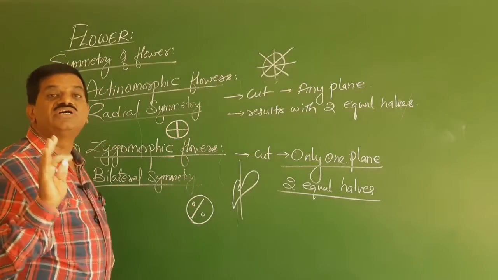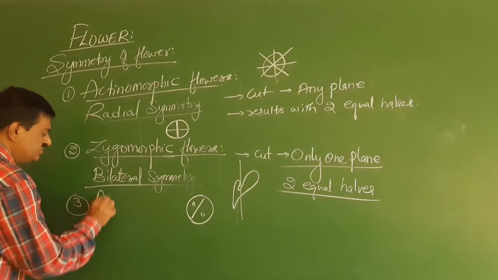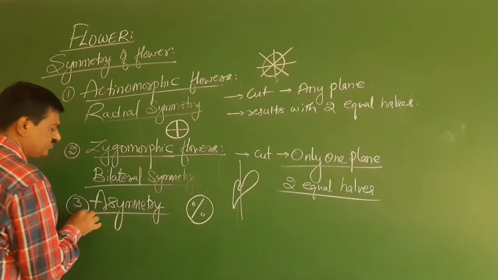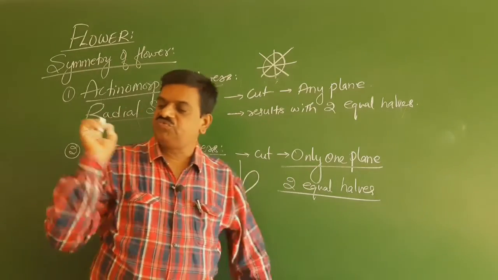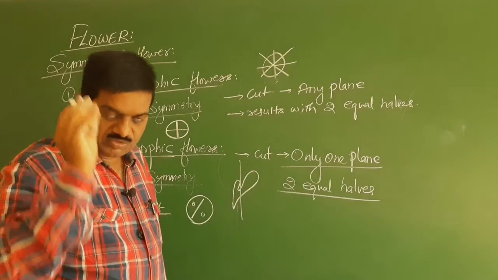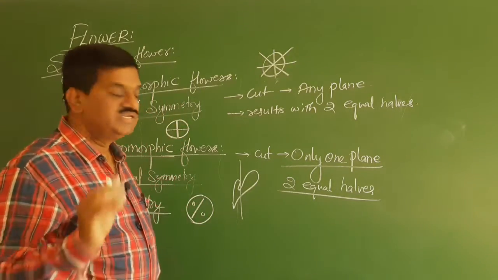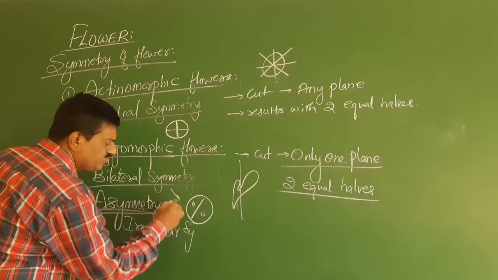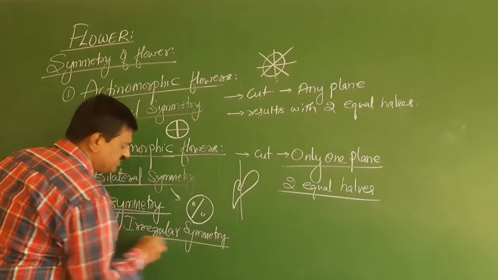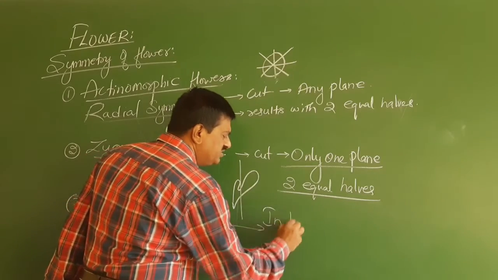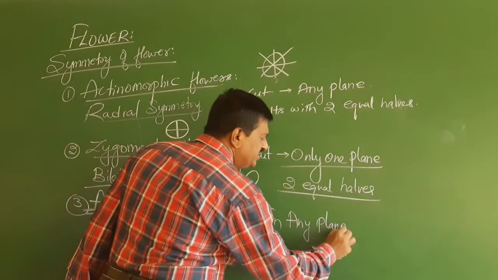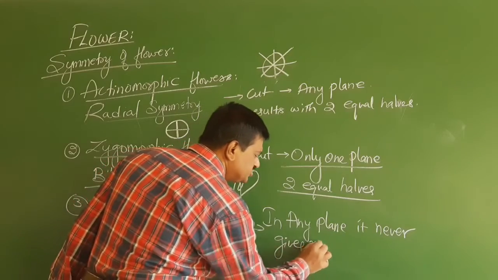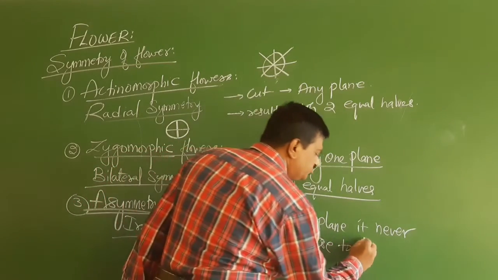So we go for the third one, called asymmetry. The word asymmetry means that when you take a flower and cut it into two equal halves, it never occurs. Asymmetry is also called irregular symmetry. So in any plane, it never gives rise to two equal halves.